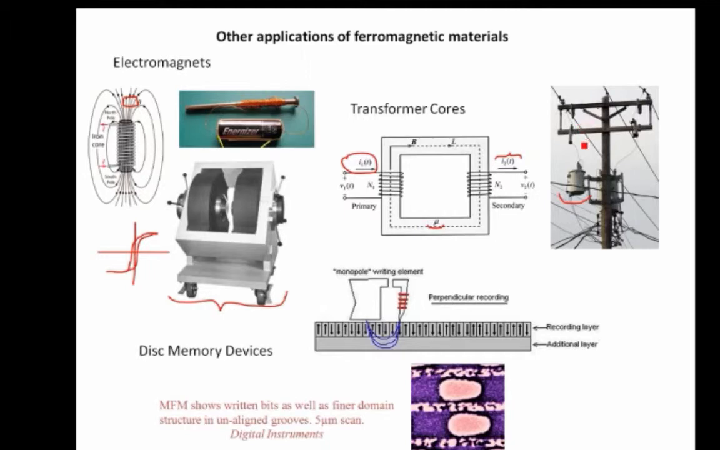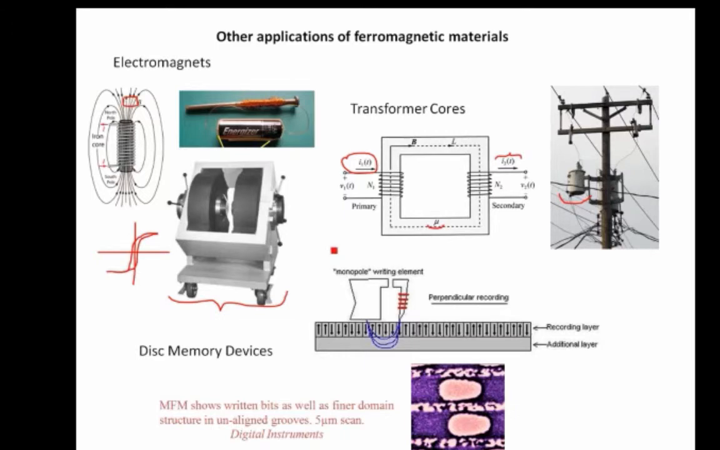And so what you need to do is drop that voltage down to a lower voltage that you can use for your house. And so they'll have these transformers up here to do that. And that's dependent upon the ratio of these numbers of turns. The disk memory is currently still dependent on magnetic phenomena.